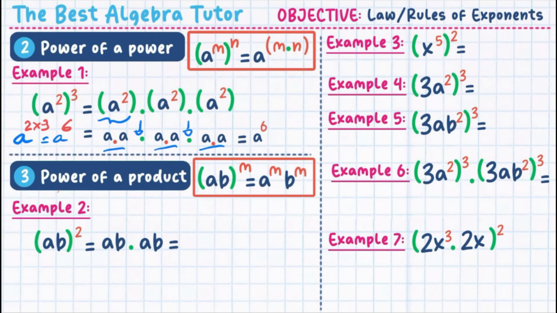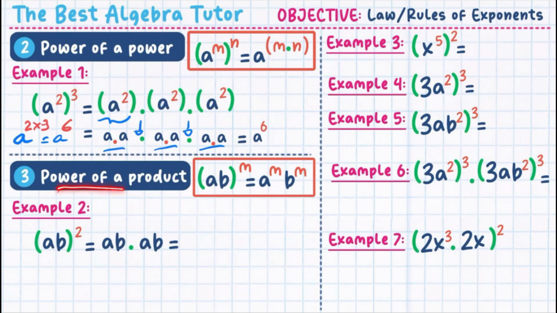Which shows you that for the power of a power, you keep the same base and you multiply the exponents. Like what we did, a to the power of 2 times 3 is 6. Also, if you remember the product of powers rule, we keep the base and we add all the exponents. 2 plus 2 plus 2 is also equal to a to the power of 6.